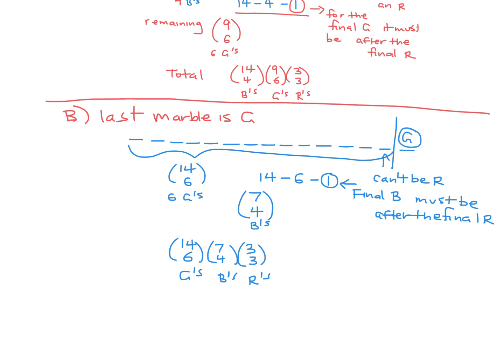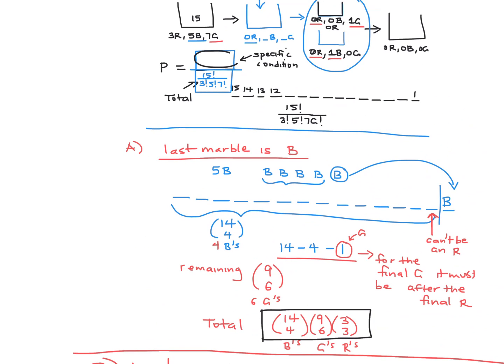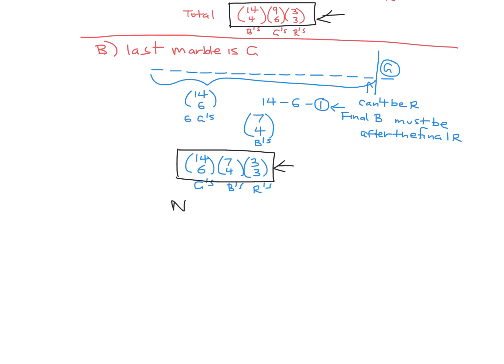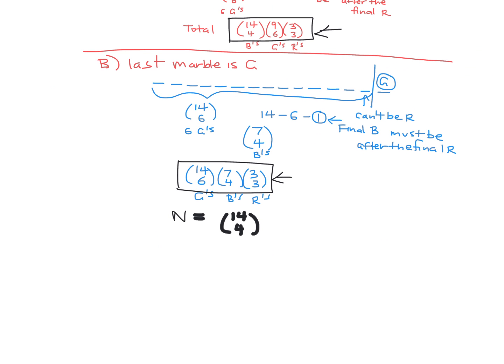Okay, so we got it. We have this one, and we have this one. The numerator is this plus this. Let's put it on the same screen. So the numerator is 14 choose 4 times 9 choose 6, plus 14 choose 6 times 7 choose 4, because the 3 choose 3s are just 1.